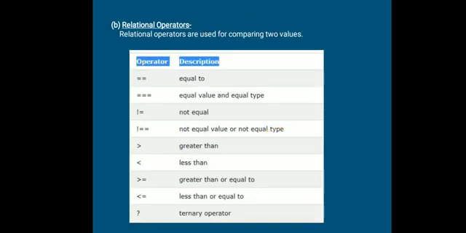Relational operators. This all of you know, they are also known as comparison operators. They are used when we are comparing two values, and the result is Boolean. When we apply relational operators, the result of the expression will be either true or false, that is Boolean. So you can see here what are the relational operators we have: equal to, not equal to, greater than, less than, greater than equal to, less than equal to.